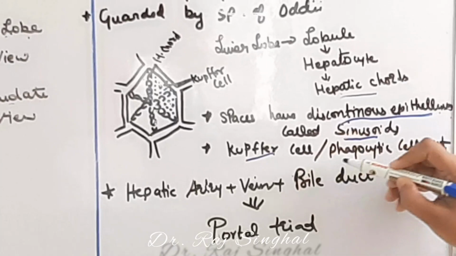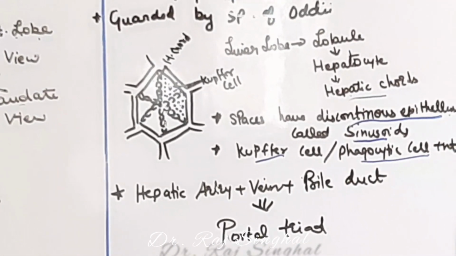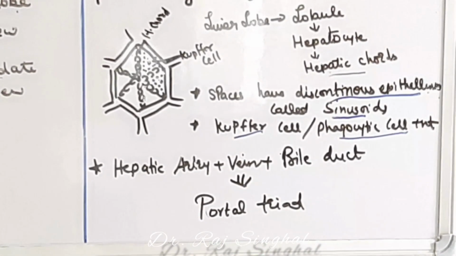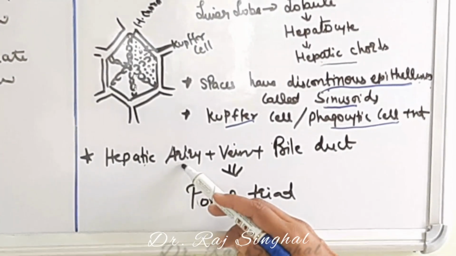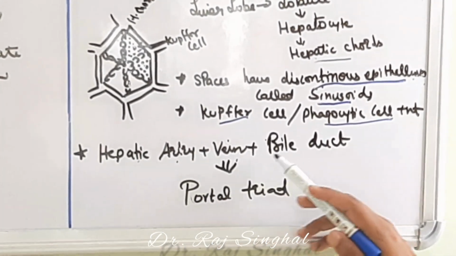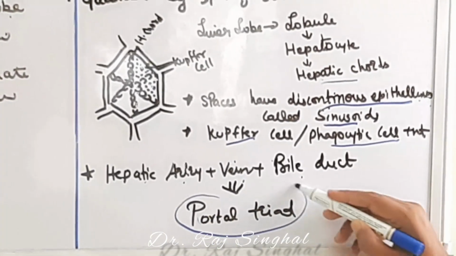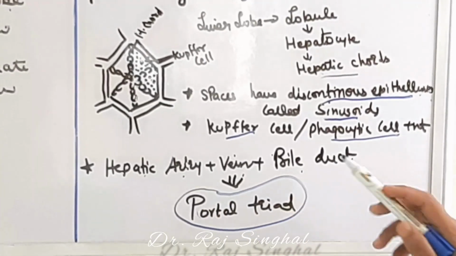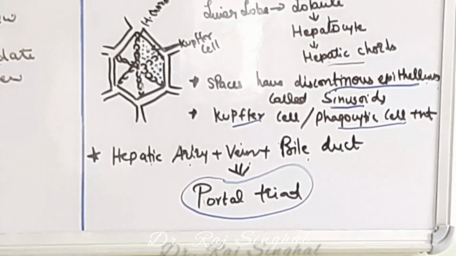These Kupffer cells are phagocytic in nature and digest bacteria if they enter through food. The most important thing about the liver is that the hepatic artery, hepatic vein and bile duct together constitute the portal triad, and all these three things are very essential and play an important role in digestion.